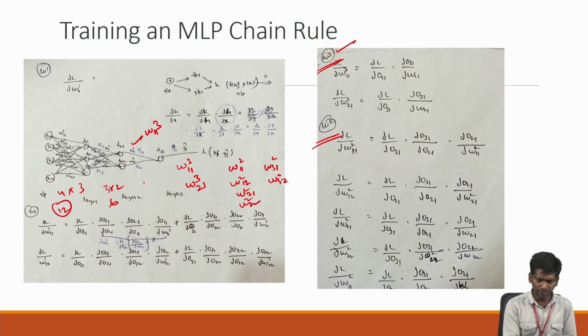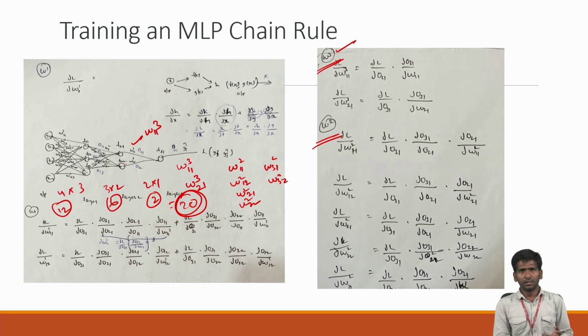Here 2 into 1 is nothing but 2. So total how many do you count? 12 plus 6 is 18, plus 2, so in total we will get 20 weights in this particular diagram. These 20 weights need to be updated every time in order to reduce the loss. In each layer we'll see how many weights are coming. In the third layer we are getting 2 weights.